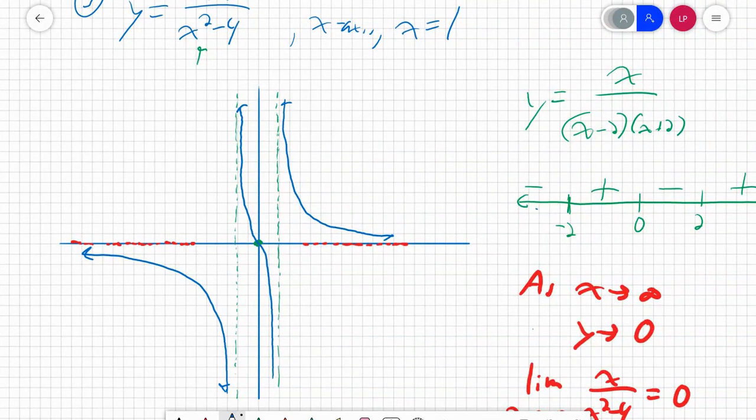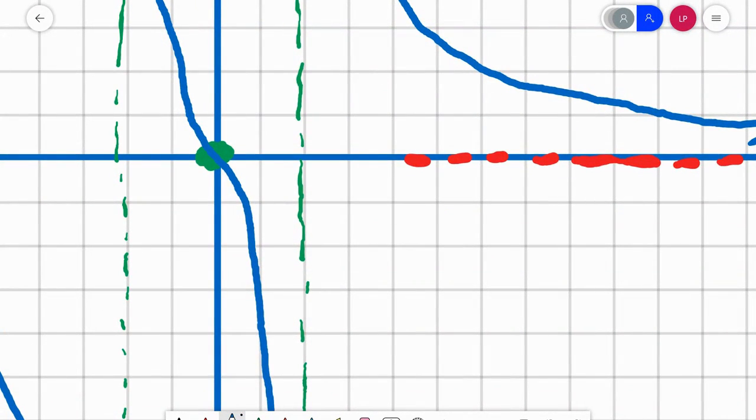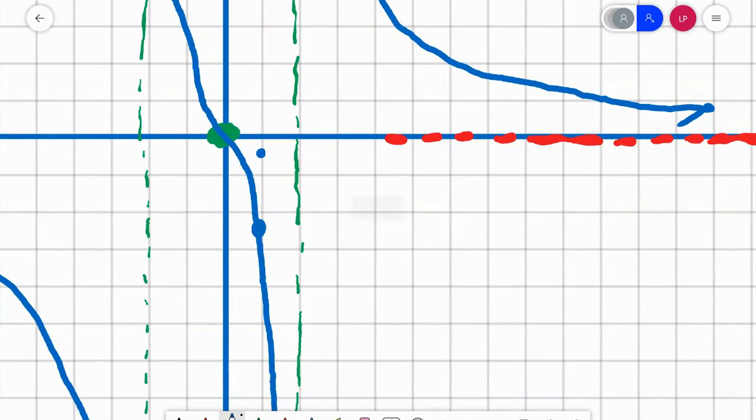I also know that if x is equal to 1, y of 1 is equal to 1 over -3, or -1/3. So zooming in on all of this, 1, -1/3 is a point. So really this graph needs to go like that.